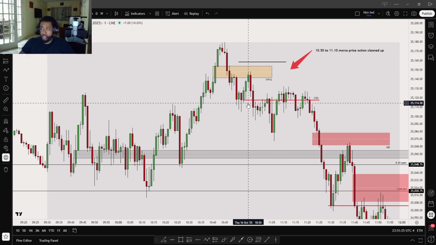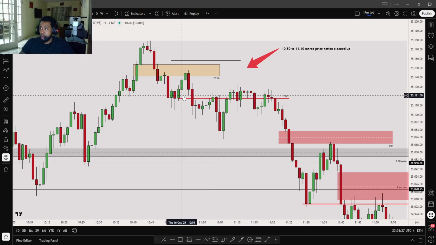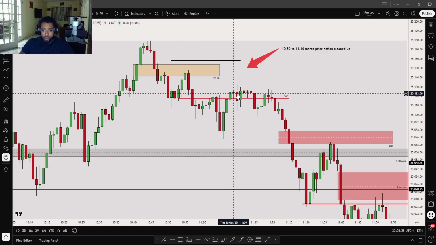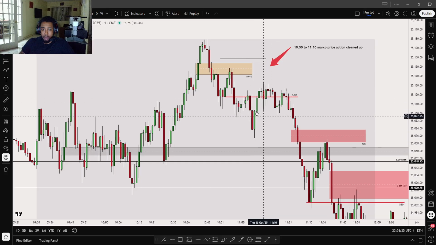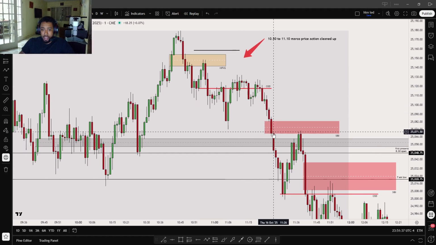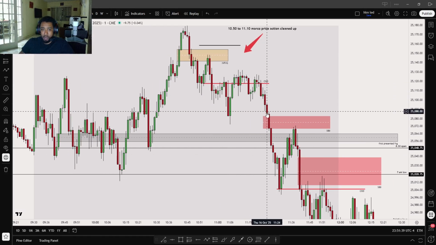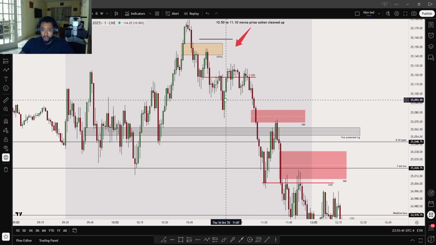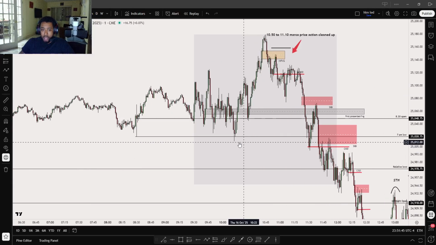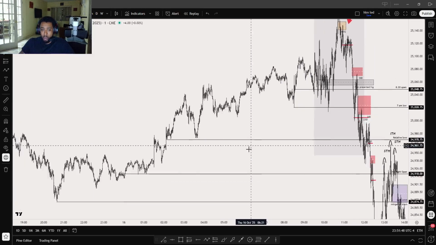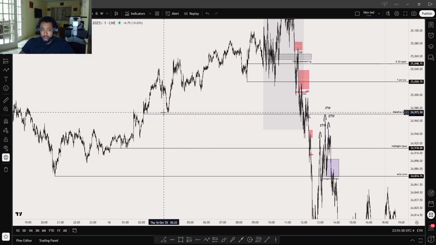Come down. We create a change in the state right here. You see how it respects it, plays around for a little bit, plays around, then eventually displaces lower. Look at that displacement. Boom. Cool. Comes down, take out this low, but you see we still have equal lows, equal lows.